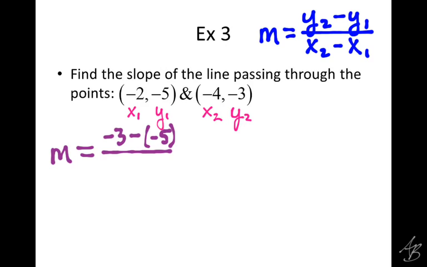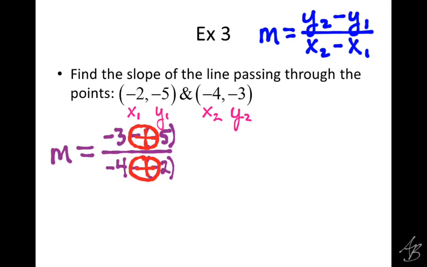All right, then on the bottom we have x2, which is negative 4, minus x1, which is negative 2. Looks like on both the top and the bottom, kind of like in that first one, we've got two negatives in a row. We're subtracting negatives. So right here, these two negatives are going to become a positive, and right here, these two negatives are going to become a positive.